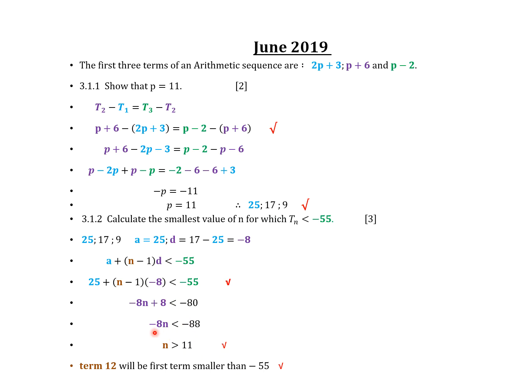And there if I divide by negative 8, remember if I multiply or divide with a negative, my inequality sign changes. So there negative 88 divided by negative 8 becomes n greater than 11. So greater than 11 means term 12 will be the first term smaller than negative 55. So 1 for correct substitution, 1 for n in the correct inequality, and then 1 for my conclusion. All right, let's go to the next question.